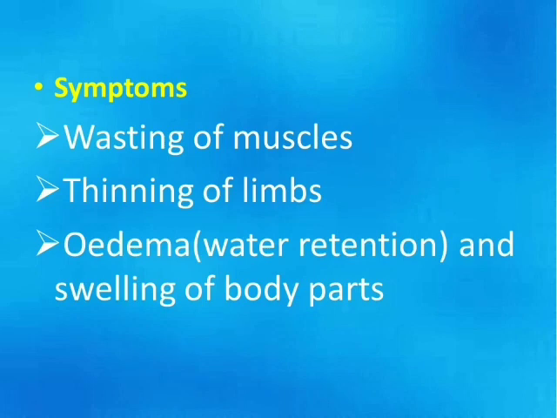Then edema. Edema is water retention. As a result of retaining water in the body tissues, the body parts become swollen. It begins with weight loss and later leads to edema, that is water retention. There is swelling of hands, feet and face, and the child shows bulging eyes. These are some characteristic features caused by kwashiorkor.